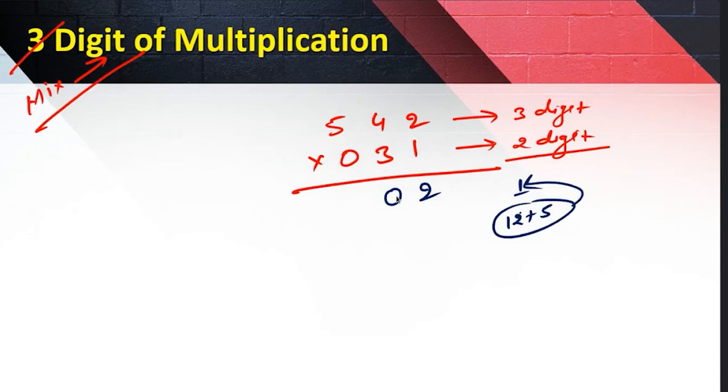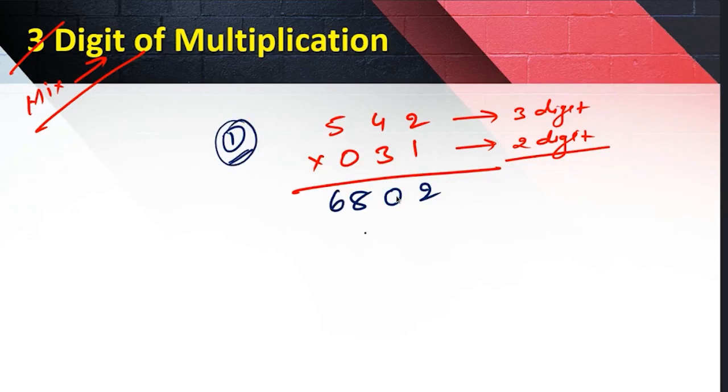12 plus 5 is 17. 17 plus carry 1, 18. 8, 1 carry over. Next, 0 times 4 is 0. 3 times 5, 15. 5, 1 carry over. 6 carry 1, 16. 6, there 1 carry over. 0 plus 1. So the answer is 16802.